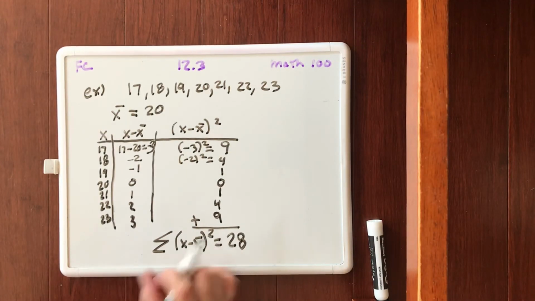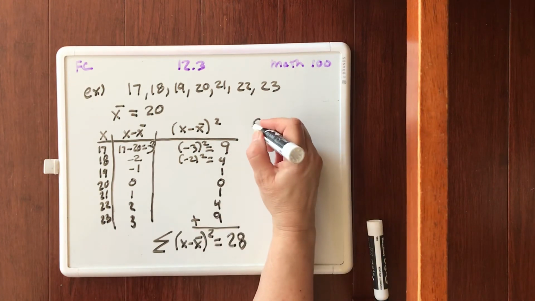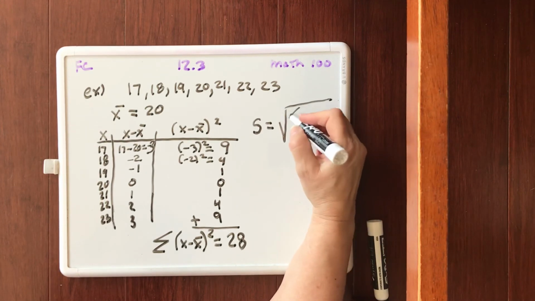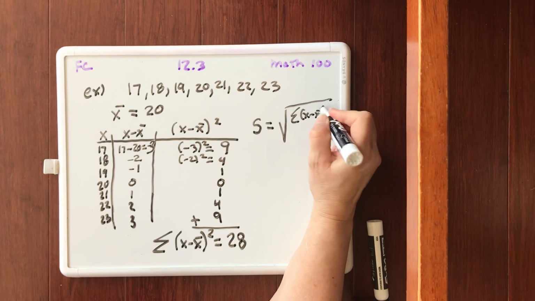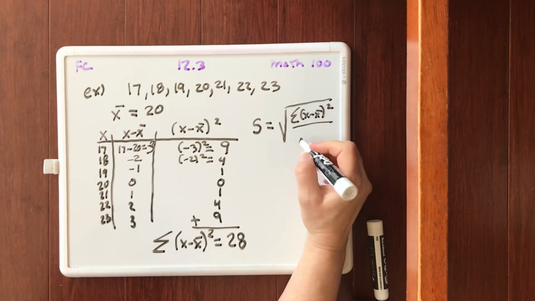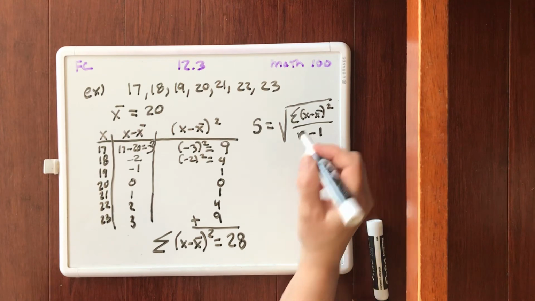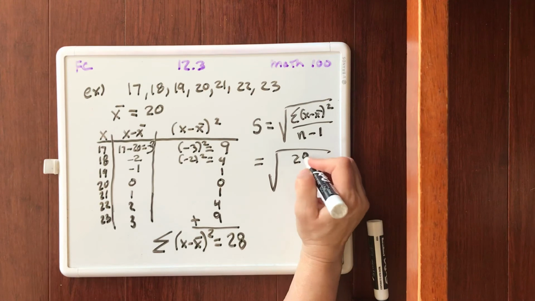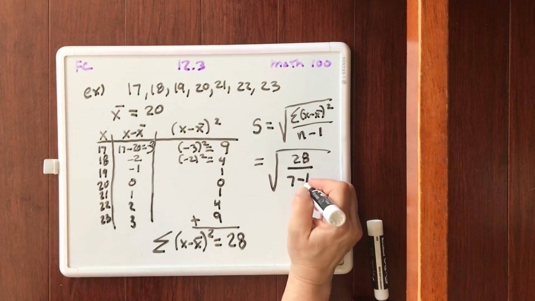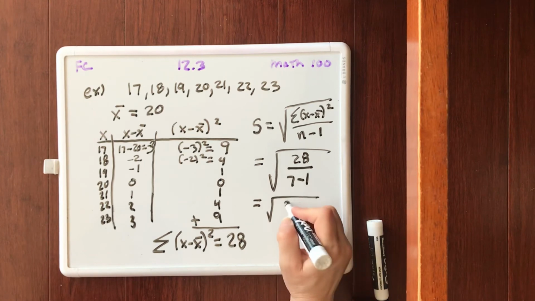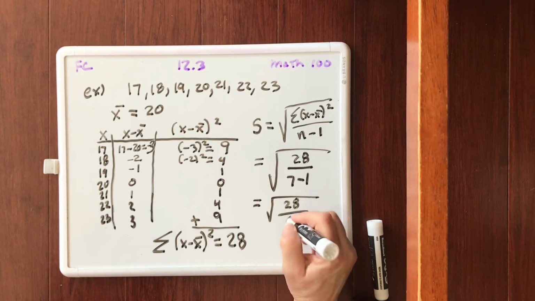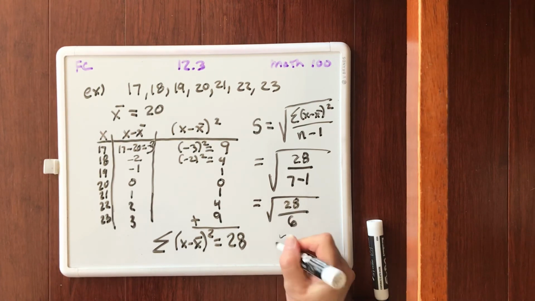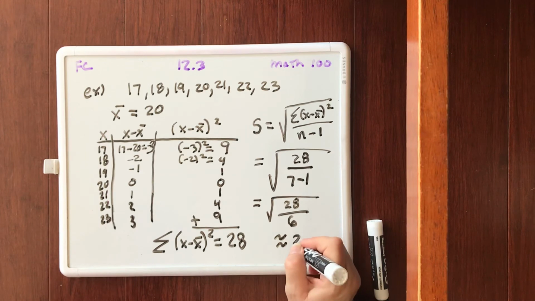Okay, so now with this, we can find the standard deviation. The standard deviation equals the square root of the sum of the deviations from the mean squared over n minus 1. So in our situation, we did all the work here. The answer is 28 divided by 7 minus 1, which is the square root of 28 divided by 6. And when you put that in your calculator, that comes out to be approximately 2.16.